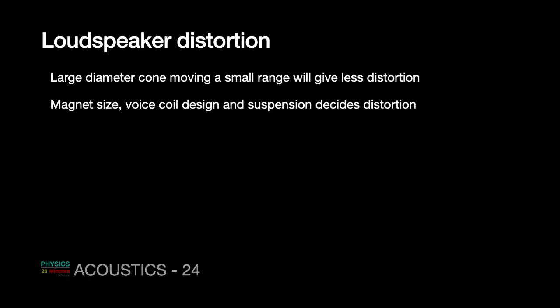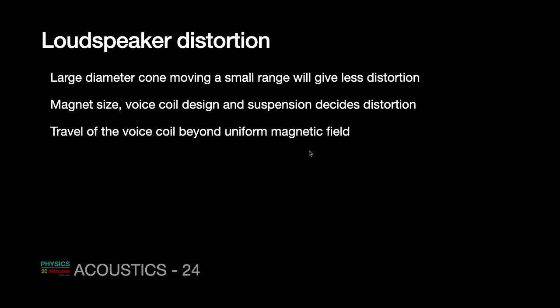The magnet size, voice coil design, and suspension decide the distortion. How do they vibrate? All these designs will produce linearity or non-linearity in the vibrations, and that's how the distortion can come in. Travel of the voice coil beyond the uniform magnetic field: remember, we had spoken about F is BIL, that is, the force acting on the voice coil is a product of magnetic field, current, and the length of the voice coil.